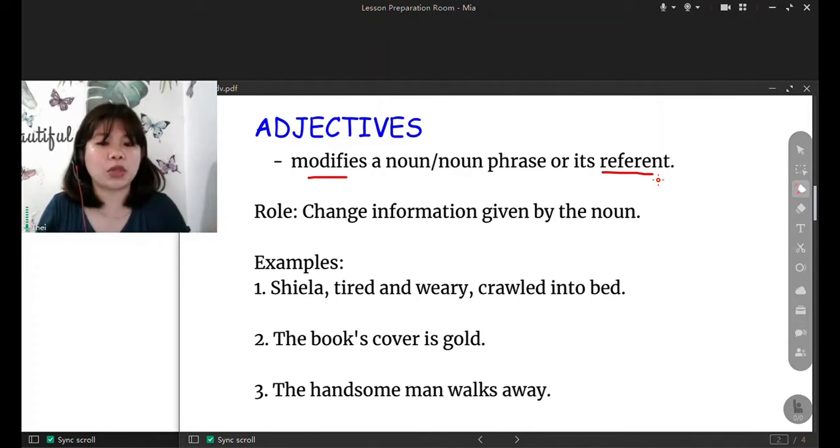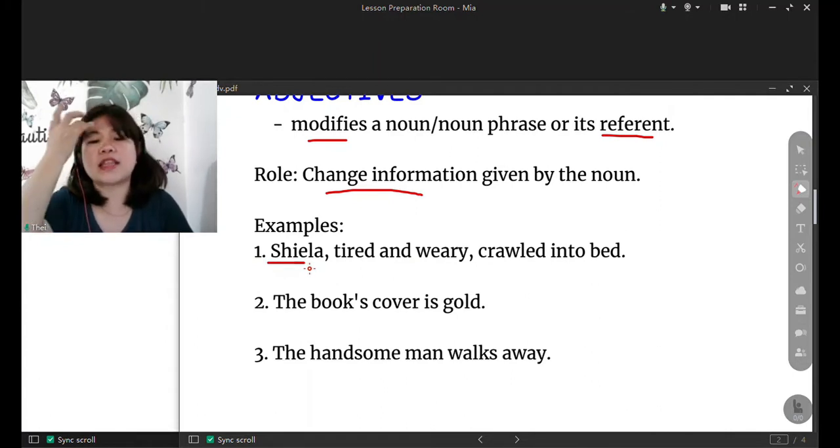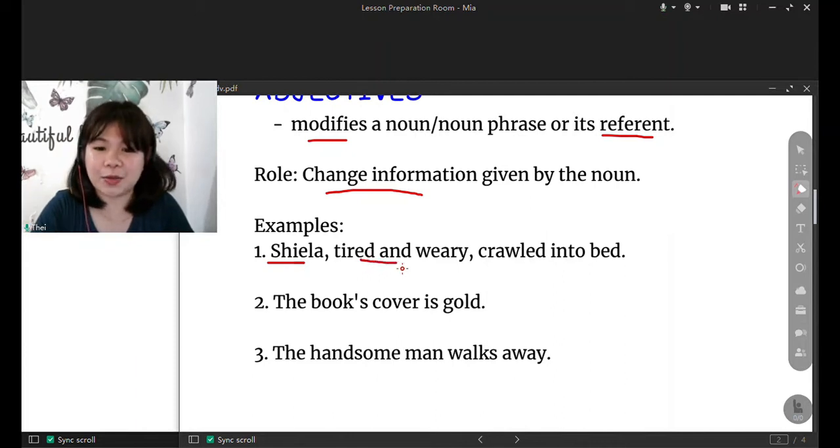Now, what's the role of adjectives? It says here, they change the information given by the noun. Let's find out more. Okay, let's have some examples. Number one: Sheila, tired and weary, crawled into bed. Now, who are we talking about here? That's Sheila. Now, what are the words that describe Sheila? We have tired and weary.